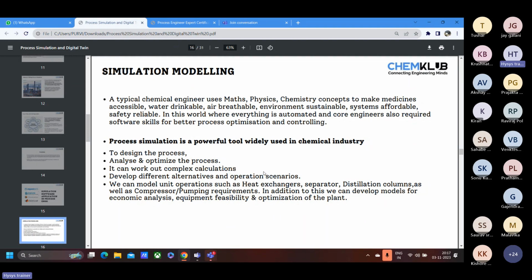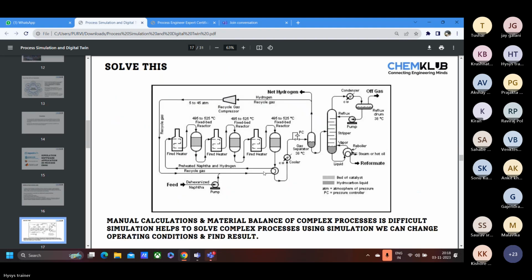Another thing is we can also model unit operations, like a small unit. You can model only the heat exchanger if you want to see only that. You can design the heat exchanger, only the separator, distillation columns, compressors, only the pumping requirements. So you can also develop a small unit operation in order to optimize that part.